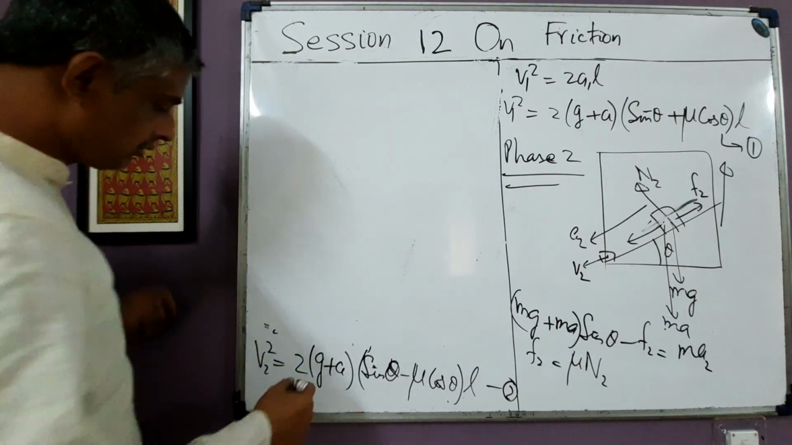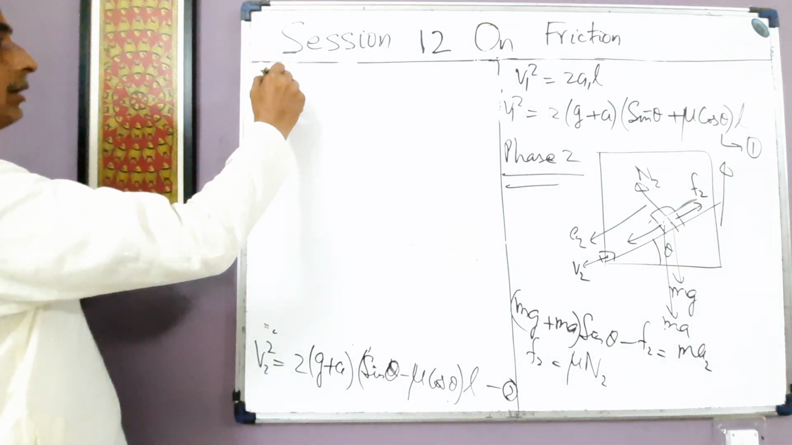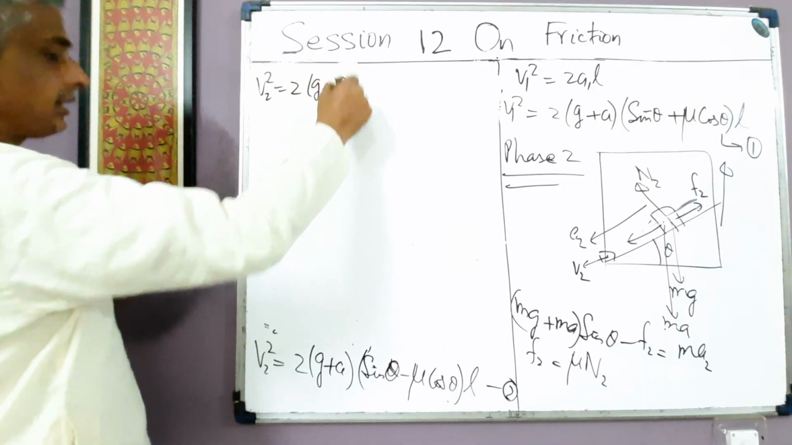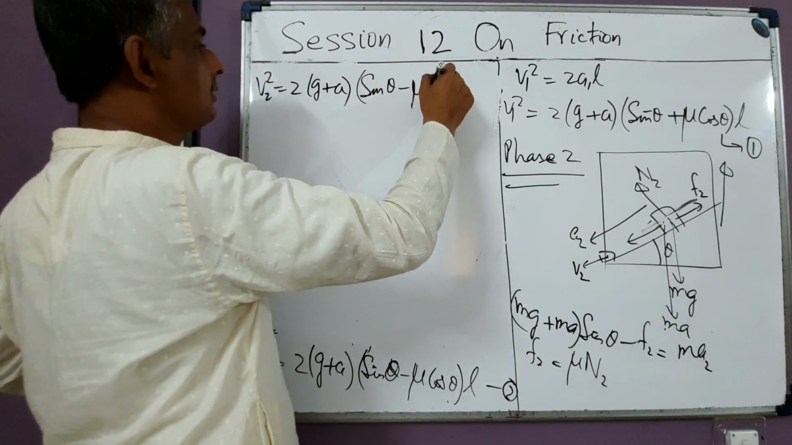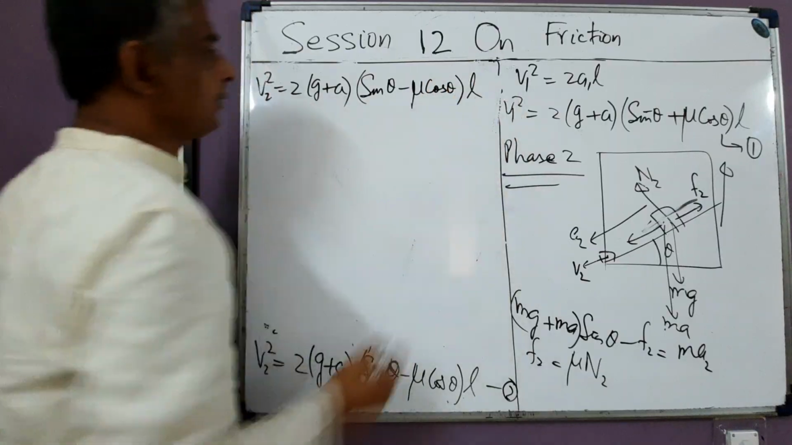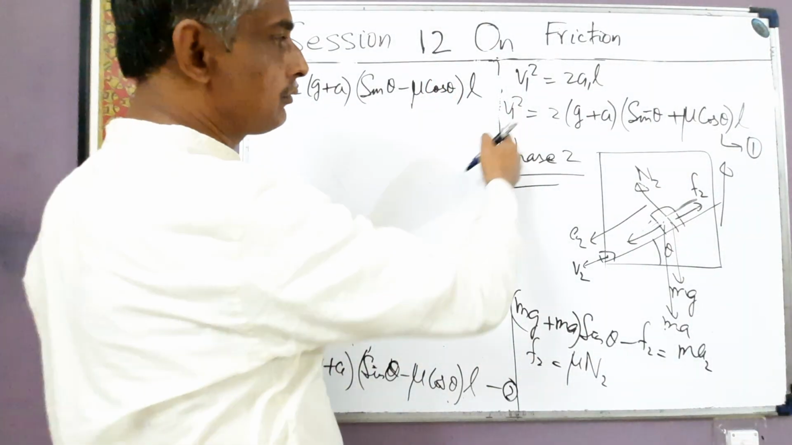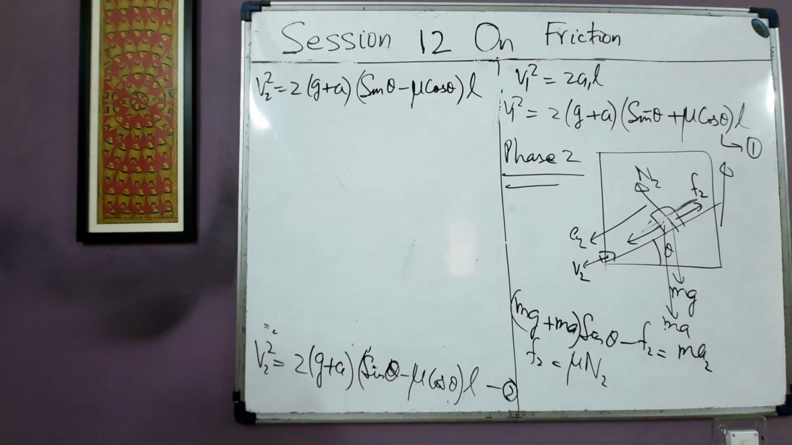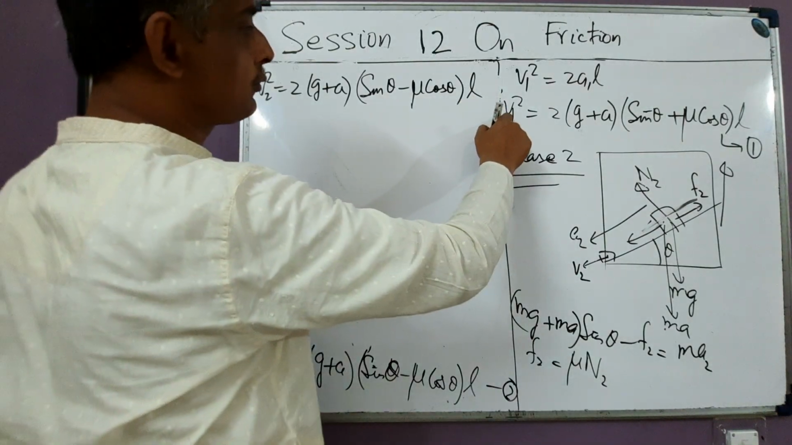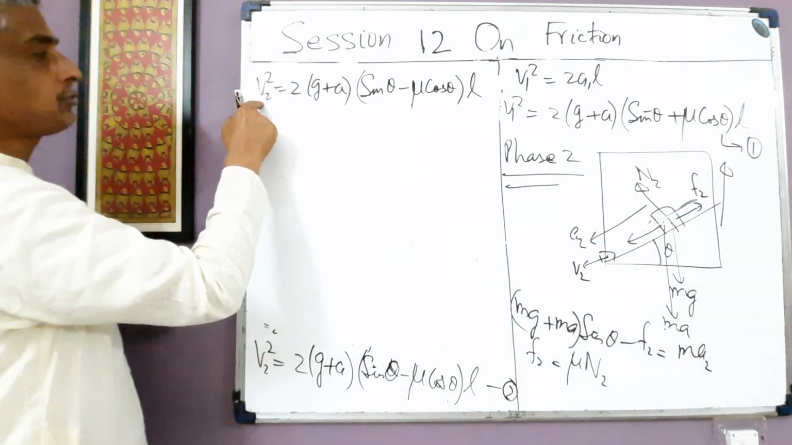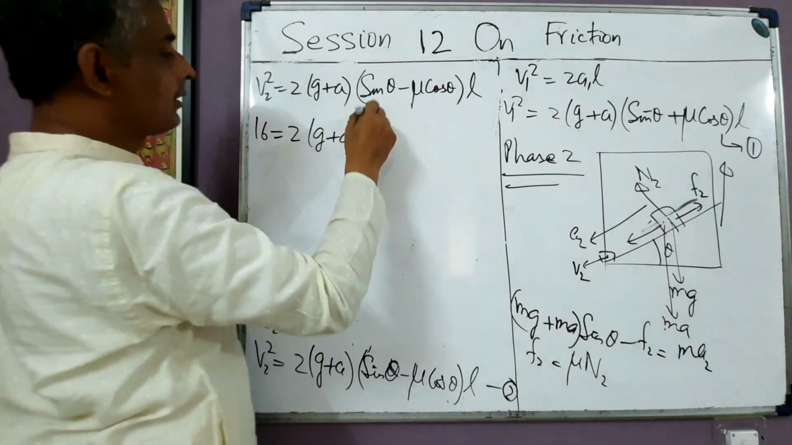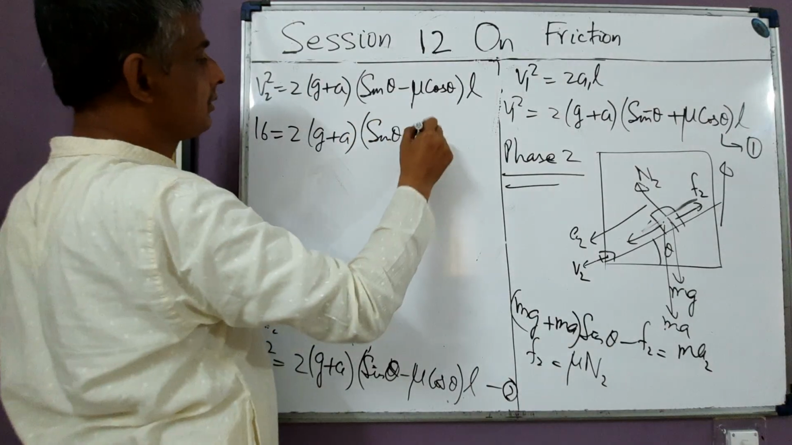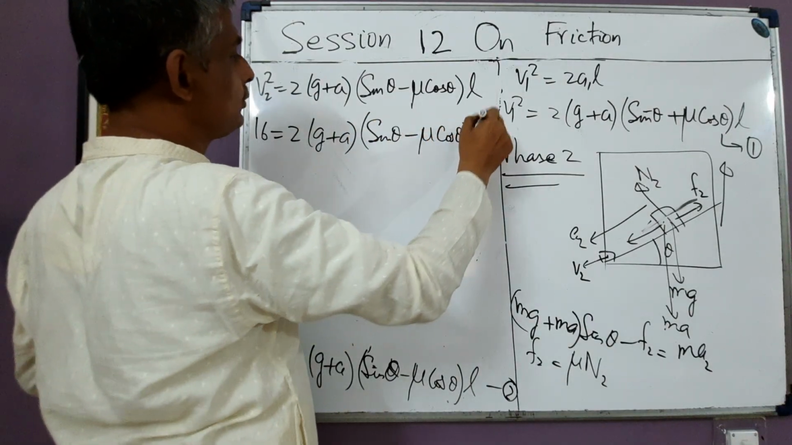So this is the second equation. I write it here: g plus a into sin theta minus mu cos theta into L. And this equation also I know. V1 is how much? V1 is given to be 4 root 2. So substitute 4 root 2 here. And V2 is 4. So I substitute V2 as 4 here. 16 equals 2 times g plus a into sin theta minus mu cos theta into L.